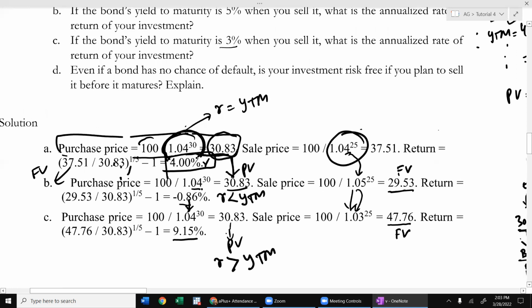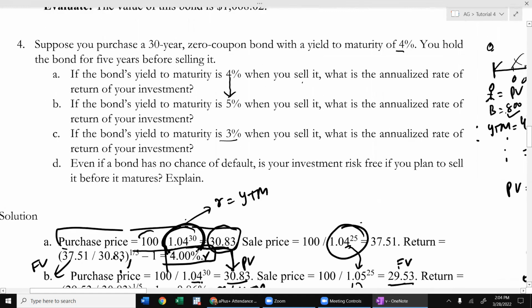So what are the takeaways? If YTM remains the same when you bought it and when you sold it, your return should be the same. Next, when the YTM changes when you sell it, and changes mean when it increases, then you will suffer a loss, and when the YTM decreases, you will make a profit.